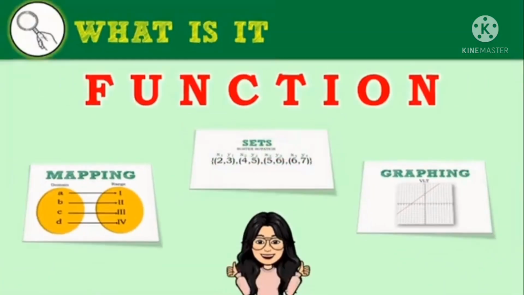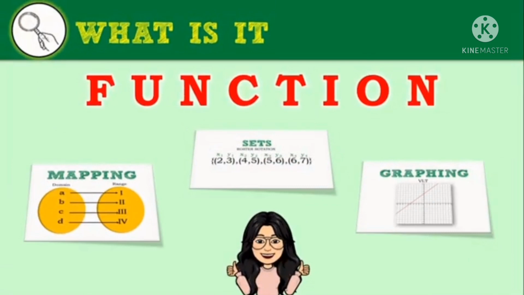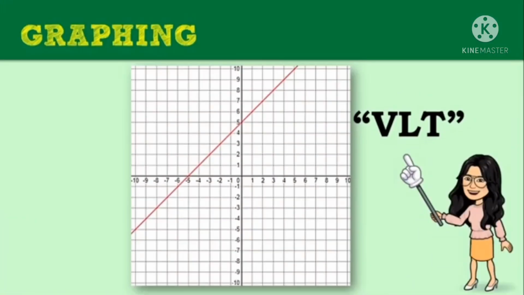Well done. We are done with the second illustration for sets. Again, we're done with mapping and we're done with sets. Now this time, let's focus on another way, and that's graphing. How do we identify if the given graph is a function or not? Your probe there is being pointed. It's VLT. That will be our magic keyword to identify if the graph is a function or not.